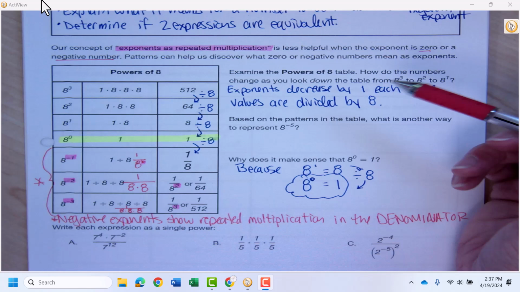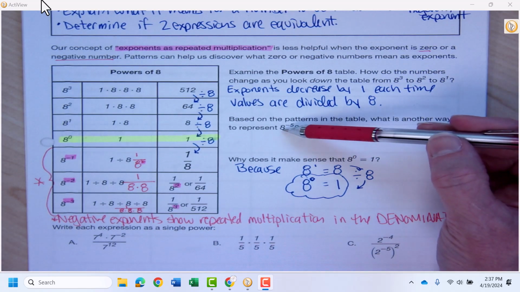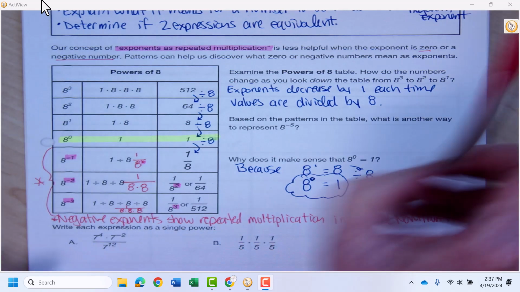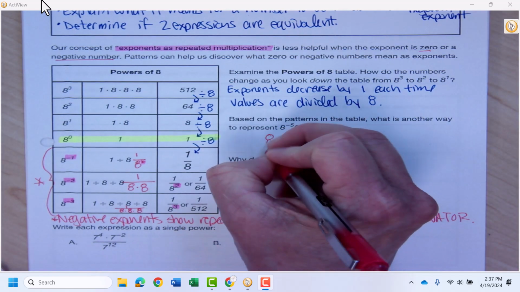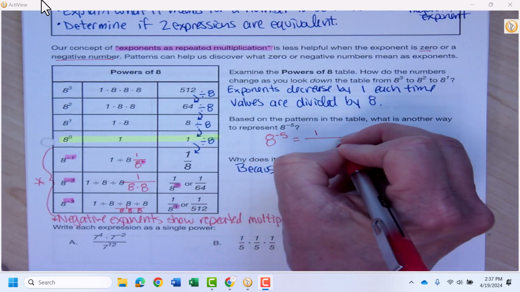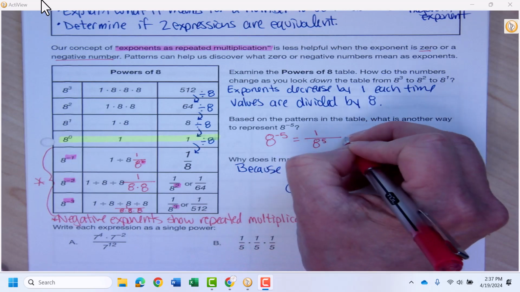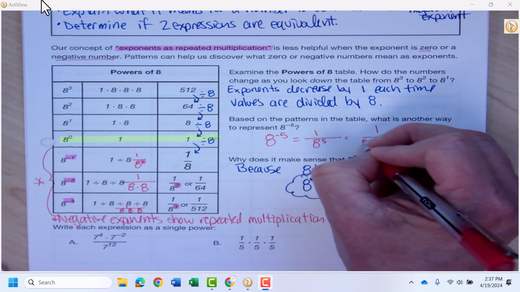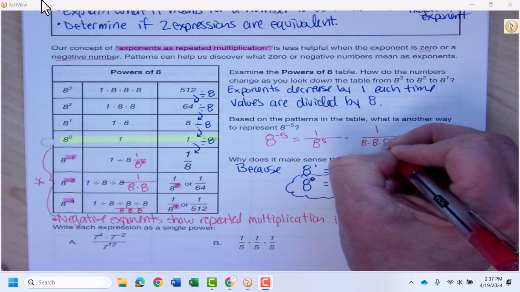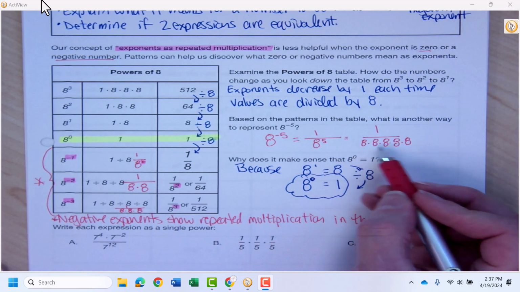So, based on the patterns in the table, another way to represent 8 to the negative 5th power, let me just write it here, is going to be 1 over 8 to the positive 5th power. In other words, that repeated multiplication just happens in the denominator. There's 8 to the 5th power. 1, 2, 3, 4, 5.